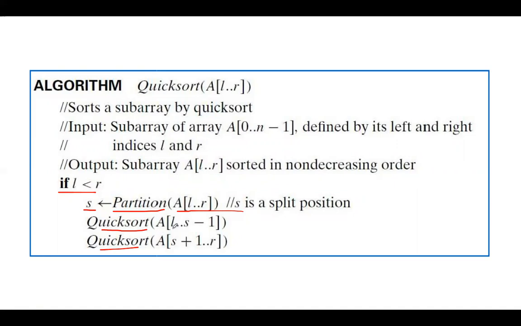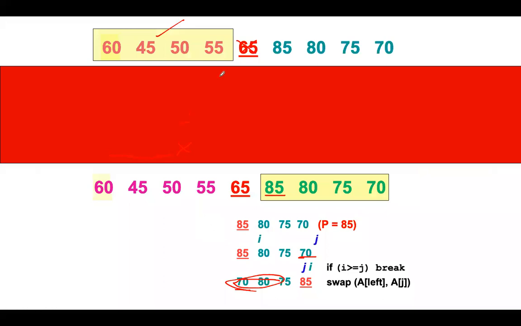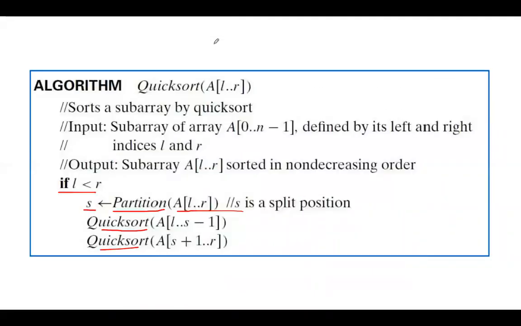Quicksort I am calling from the left element to s minus 1. That is, this is from L to s minus 1, and this is s plus 1 to r. Quicksort you are calling here from s plus 1 to r. Quicksort you are calling here from L to s minus 1. Is it clear? L to s minus 1 and s plus 1 to r.